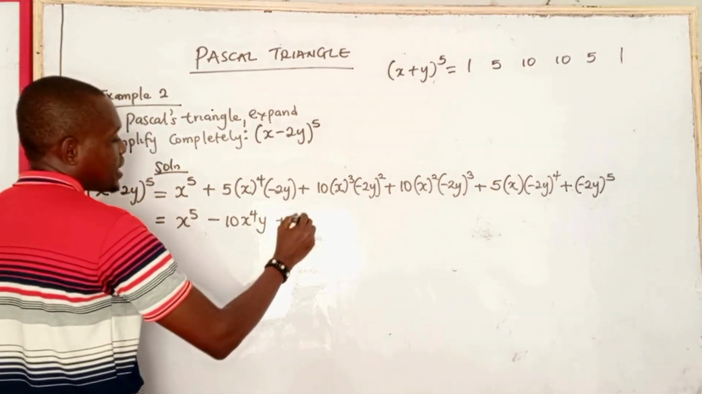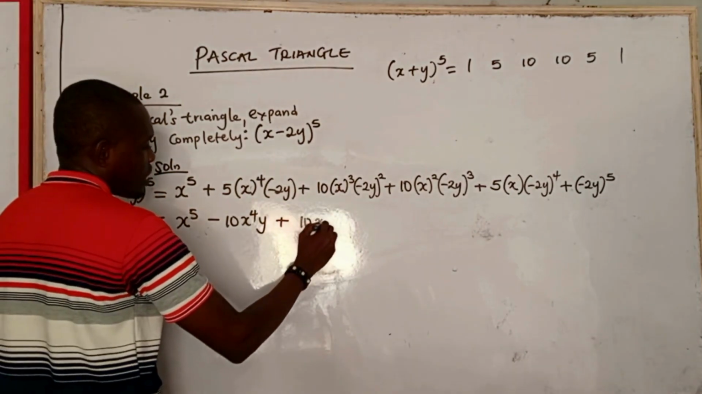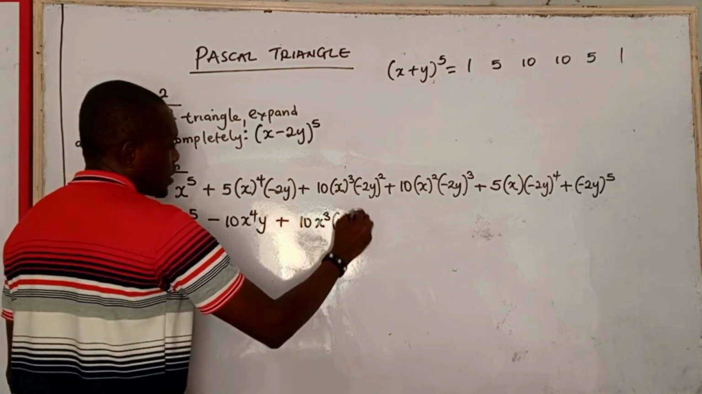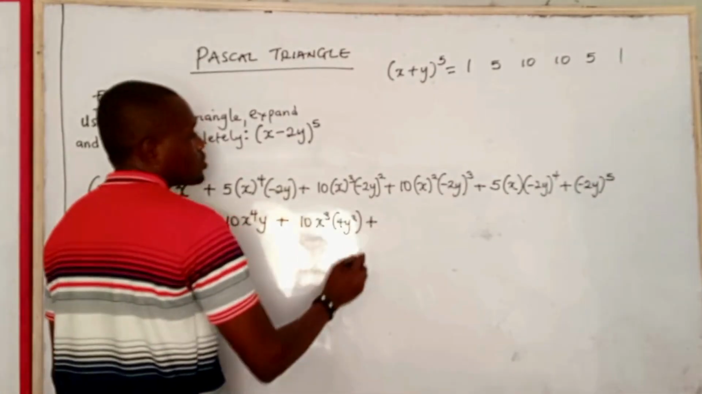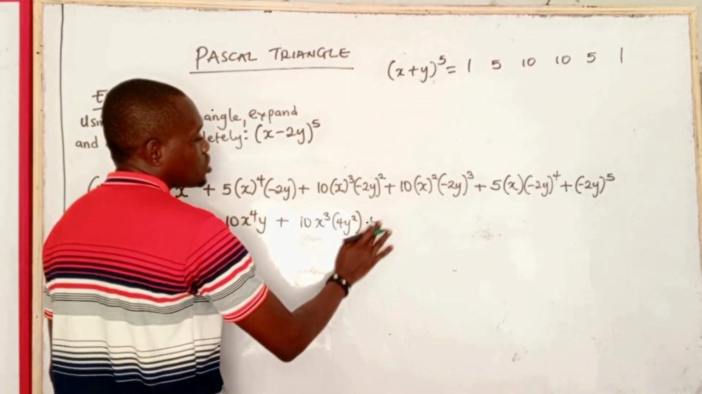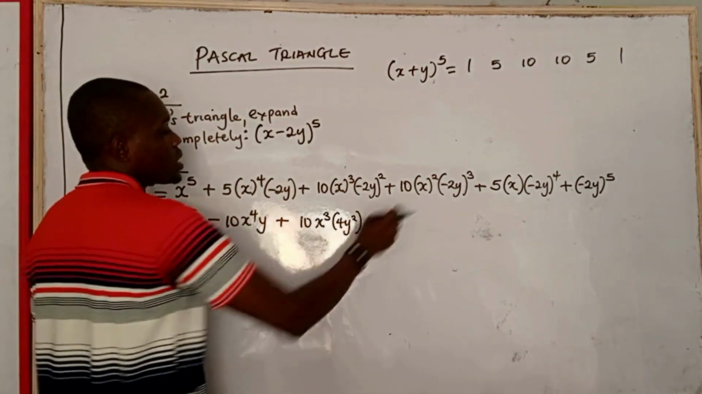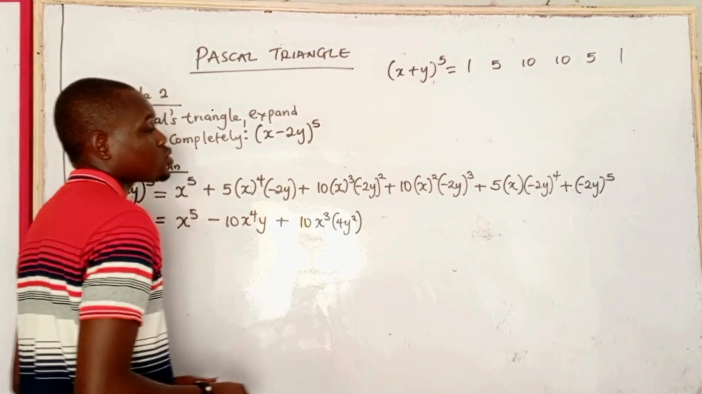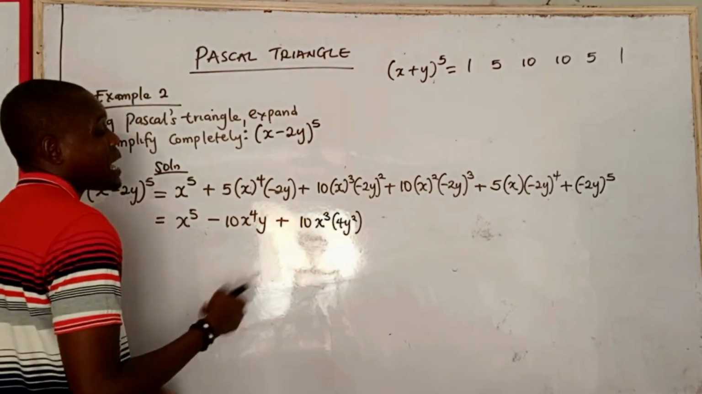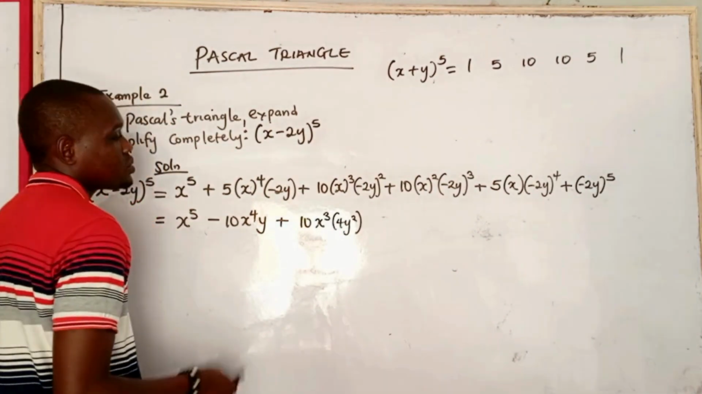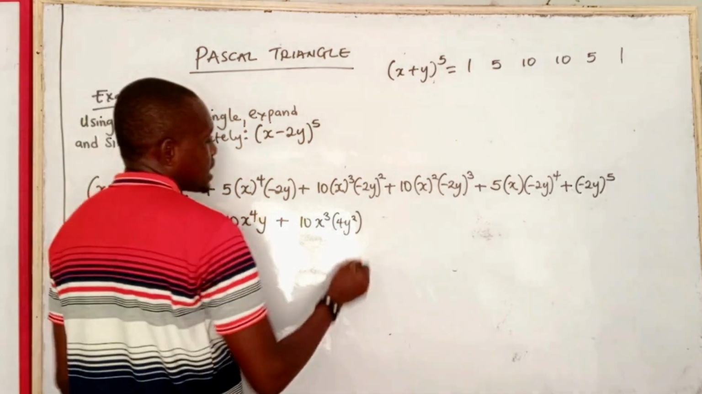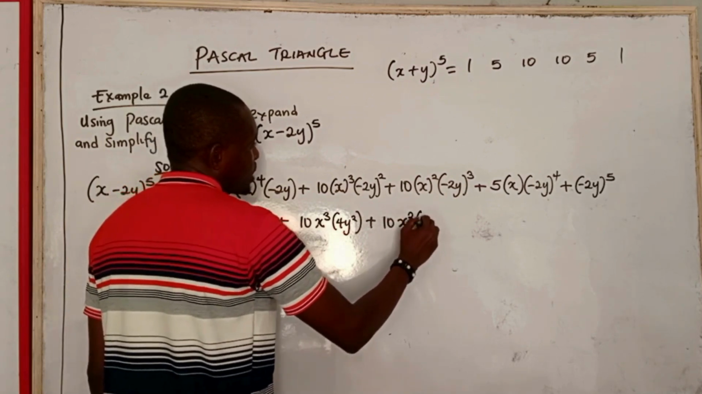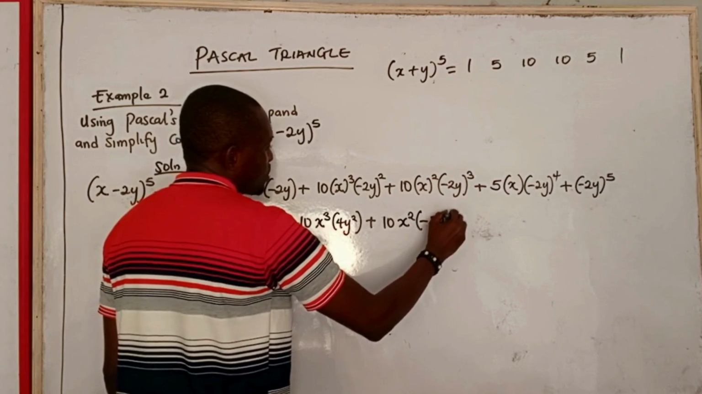So we are now going to have here 10, then x raised to the power of 3, then 4y squared. Then here also, there's a minus there. So that means minus 2 to the power of 3. That is minus 2 times minus 2 times minus 2. That will give us minus 8. So we can see 10 into x squared, then minus 8y to the power of 3.